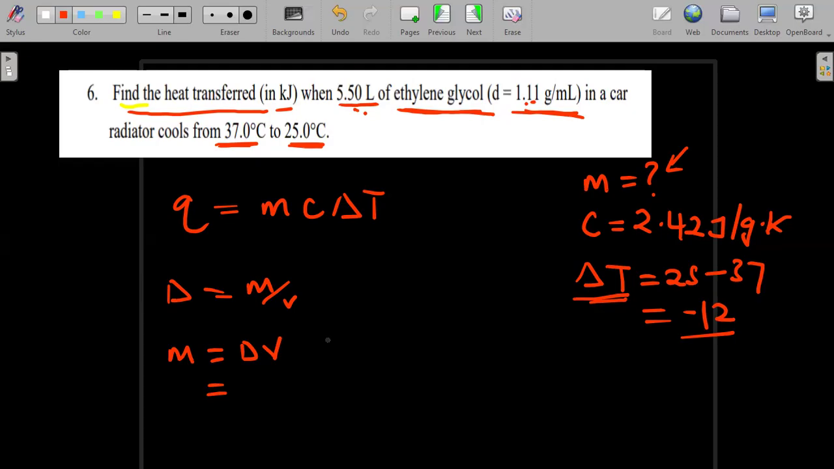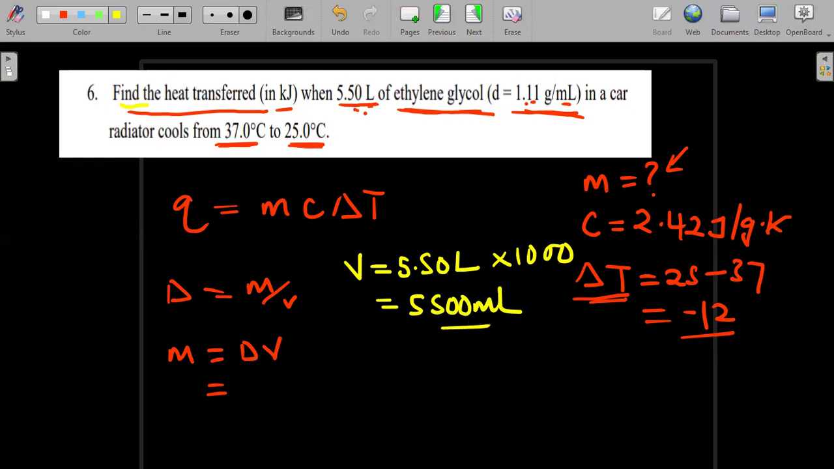The density there is in grams per milliliter, and this volume here is in liters. So we have to convert that volume first of all to milliliters. So we are going to say volume is equal to 5.50 liters. Let us convert this volume to milliliters. To convert that, we are just going to multiply this by 1,000, like that. So our volume will be 5500 milliliters. Now we can place it into this formula.